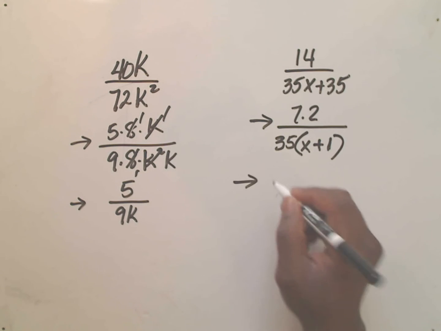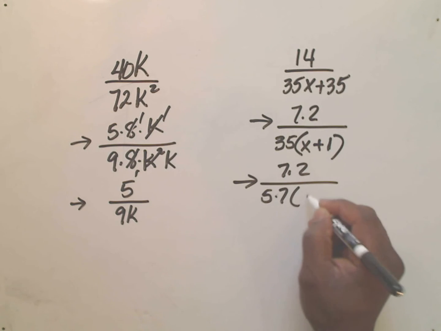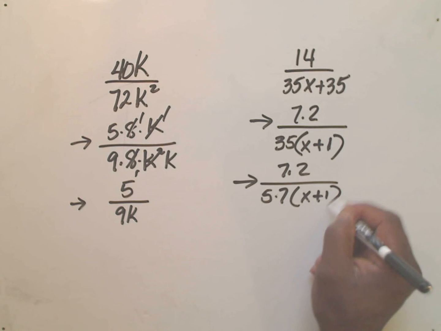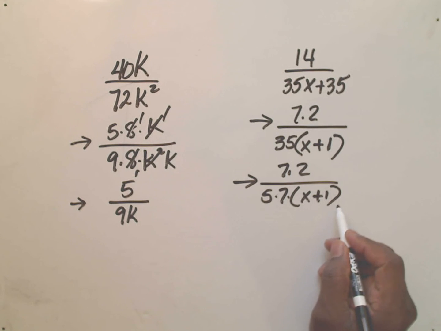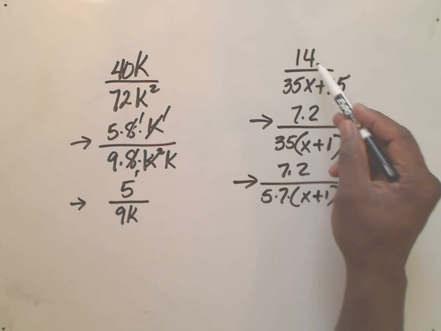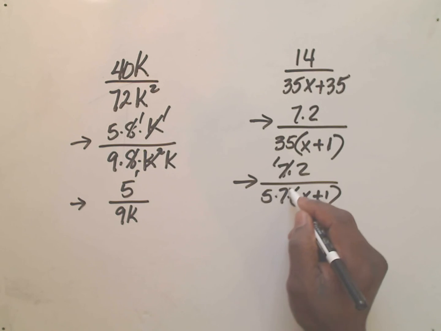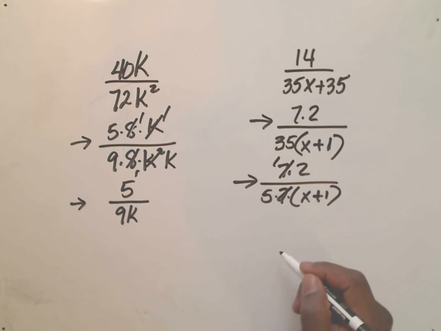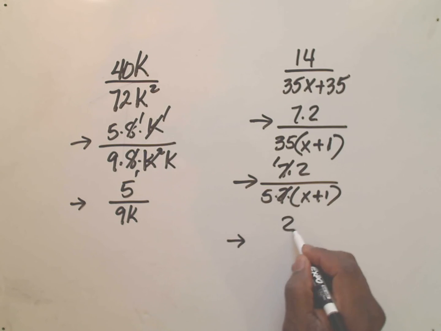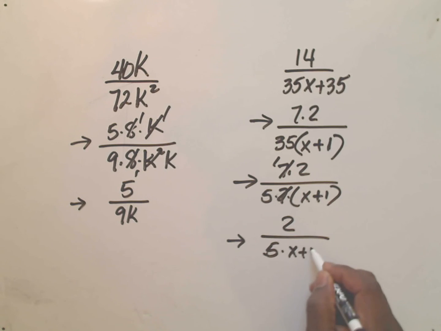And then we look at the factors of 35, which are 5 times 7 times x plus 1. Note the factors of the denominator are 5 times 7 times x plus 1. The factors of the numerator are 7 times 2. Turns out that 7 cancels with 7, and you're left with 2 in the numerator and 5 times x plus 1 left in the denominator.